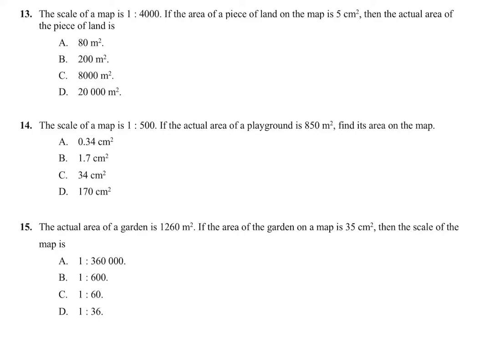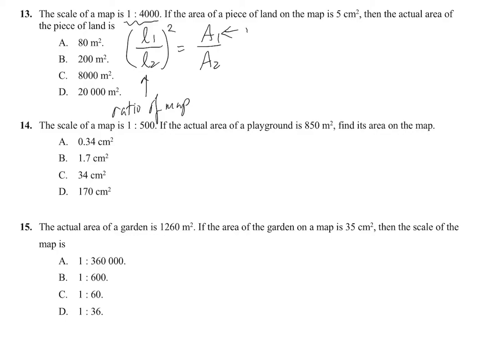Another type of ratio question would involve maps. So first of all, remember the equation (L1/L2)² = A1/A2. L1 over L2 is the ratio of the map, which is normally given. A1 is the area on the map, and A2 is the actual area. Remember that the units should be the same when you do the ratios, because you're comparing like for like.